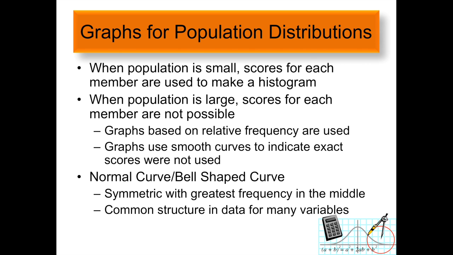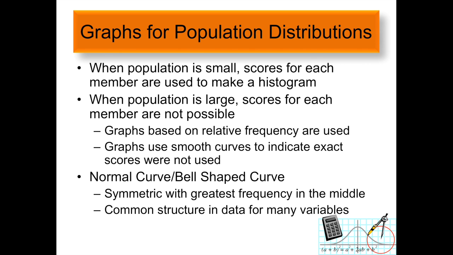Okay. When the population is small, scores for each member are used to make a histogram. But when the population is large, scores for each member are not possible. So what we start doing is using graphs based on relative frequencies. And graphs are just a really fancy term for smooth curves, and their purpose is to indicate exact scores were not used. So with a polygon, you're going to have a jagged straight line, straight line, straight line. With a curve or a graph, you want the smoothness because that's saying it's not exact. The exact scores weren't used.